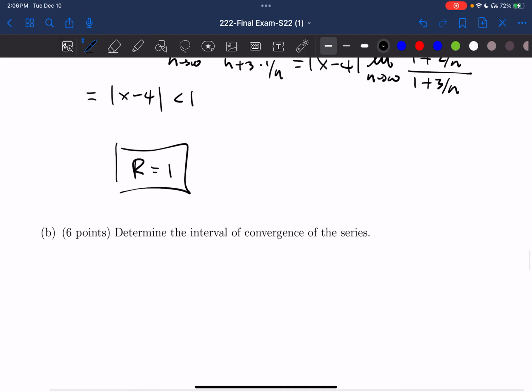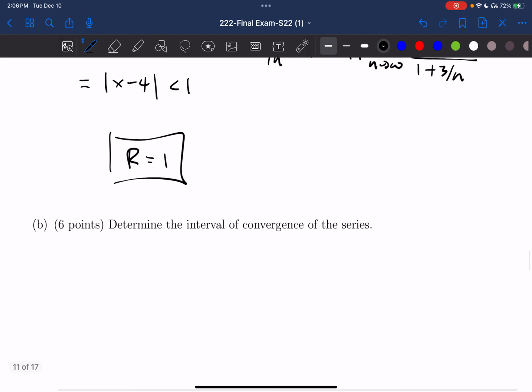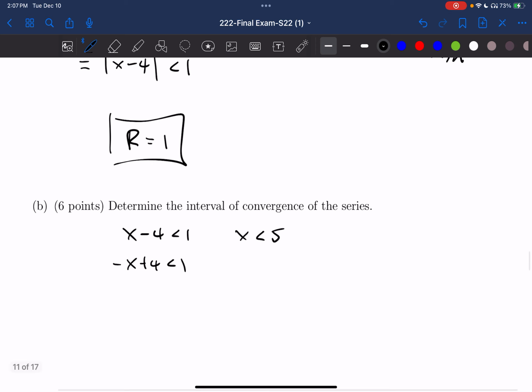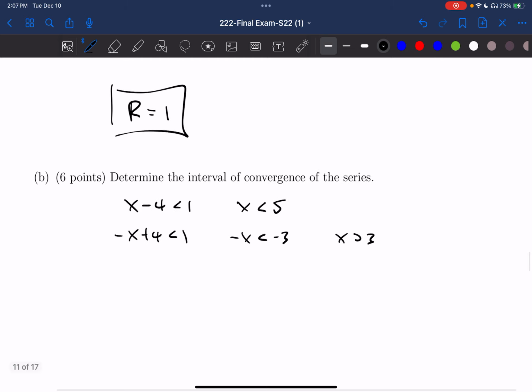Determine the interval of convergence of the series. The interval of convergence, we have to realize the absolute value of x minus 4 is a piecewise function with two pieces. One of the pieces is going to be x minus 4 less than 1. The other one will be negative x plus 4 less than 1. Now solving this, we're going to get x is less than 5. Solving the second one, we're going to get negative x is less than negative 3. Therefore, x is going to be greater than 3. So we have 3 is less than x is less than 5.